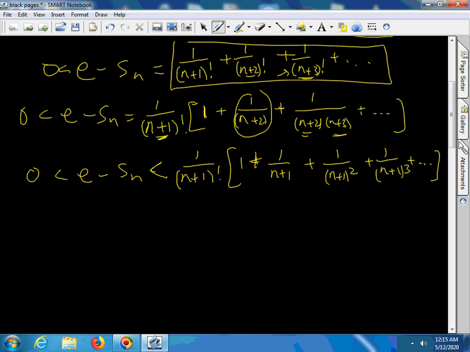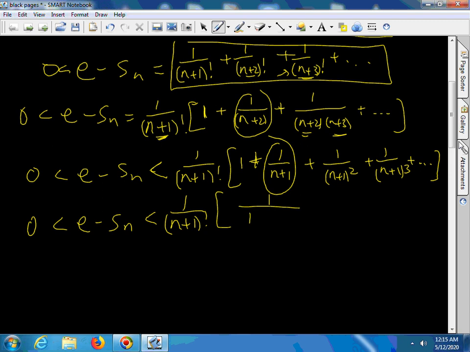Now, let's write this down. 0 is less than e minus s sub n, which is less than 1 over n plus 1 factorial times what's in the brackets. What's in the brackets is a geometric series where r is 1 over n plus 1. So I'm going to get 1 over 1 minus r, which is 1 over 1 minus 1 over n plus 1.